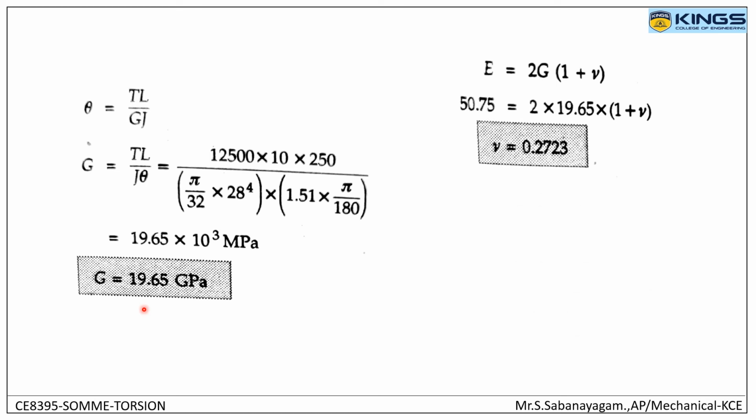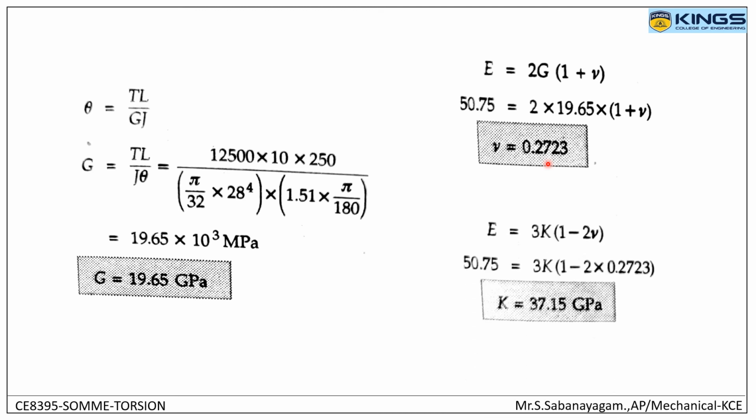Now we are going to find the value of mu or nu, that is Poisson ratio. So it can be obtained from this relation, since G modulus of rigidity is available, that is we had found out recently, and Young's modulus is the first parameter we had found. So in this relation the only thing unknown is this nu, Poisson ratio. So Young's modulus 50.75 gigapascal. Here the substitution in terms of gigapascal only, and 2 into 19.65, this one into 1 plus nu. So from this relation, on solving this, we will get nu is equal to 0.2723, that is the value of Poisson ratio.